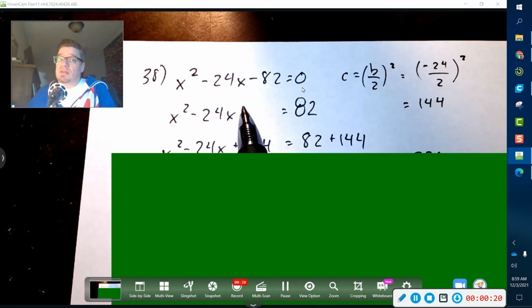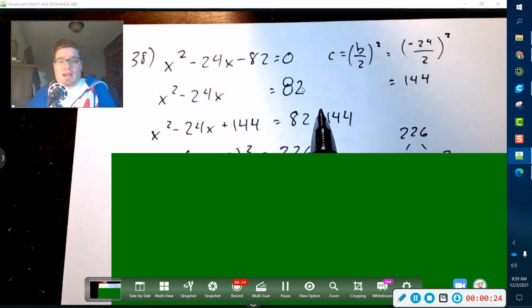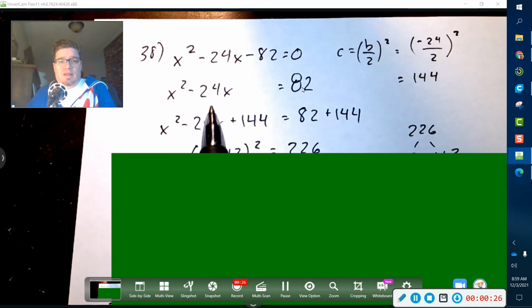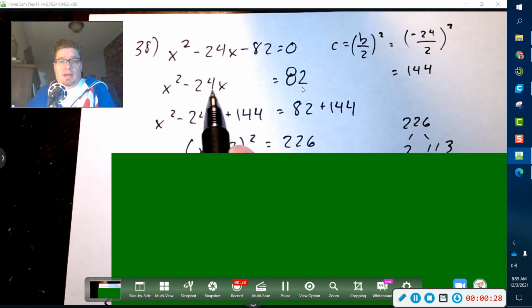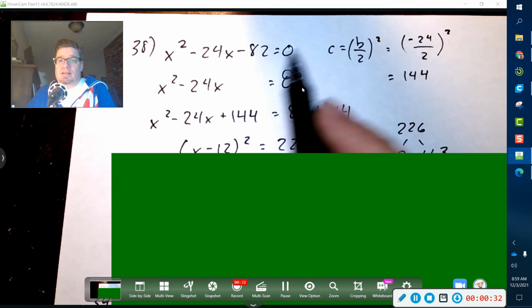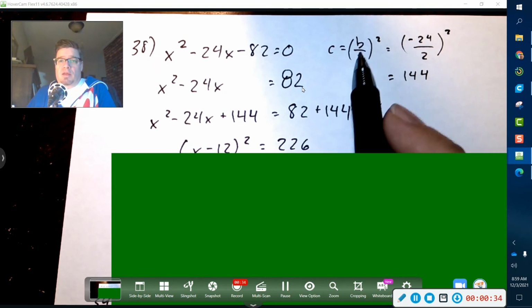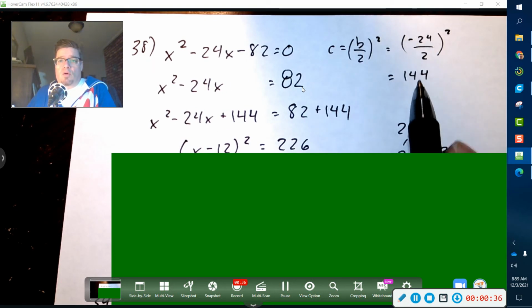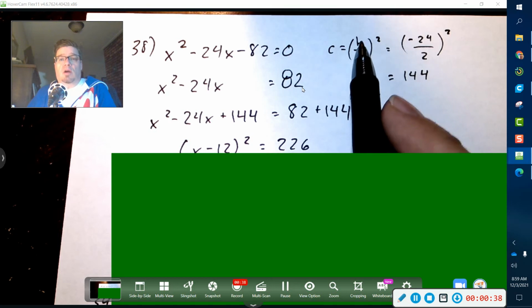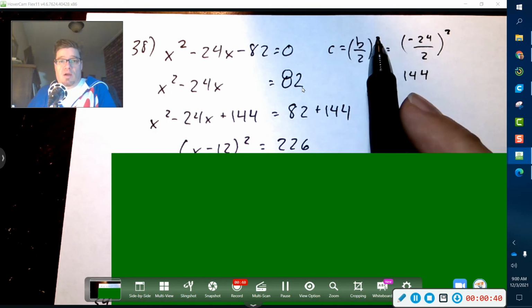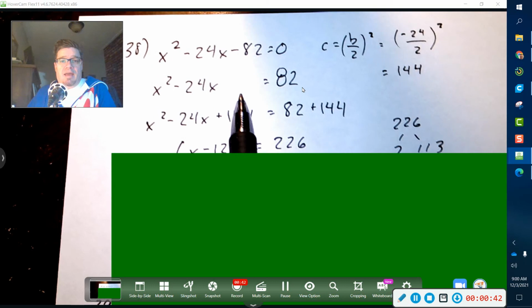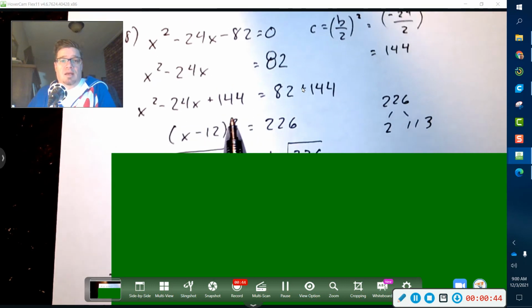But that kind of runs into an issue when we get to number 41, for example. Now I move the 82 over here. 24 is divisible by 2, so I'm going to go completing the square as possible. I use this little formula here, and I get 144. Okay, if you remember, it's b, cut the b in half, then square it. Now this 144 is added to both sides.